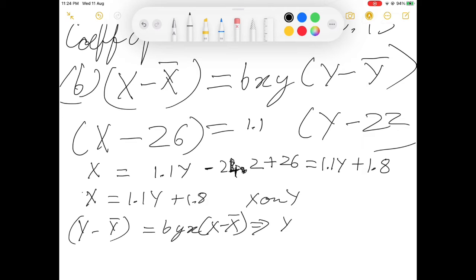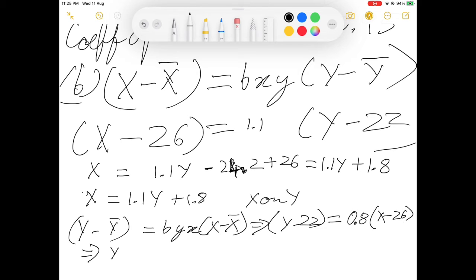So y minus y bar is equal to 22. We can look above, and byx, what is the byx value? Let me just look it up, one second. 0.8. I'm reducing it to 0.8, not 0.805. I don't want that. So 0.8 into x minus 26. X minus x bar is x minus 26.